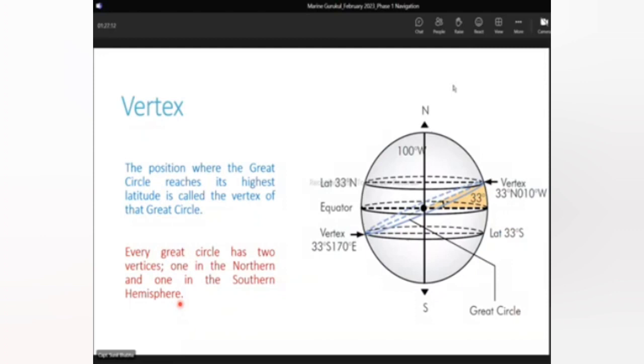So moving ahead. Sir, why is 100 degrees west mentioned in this slide? That's just an example which they have taken. Nothing else.